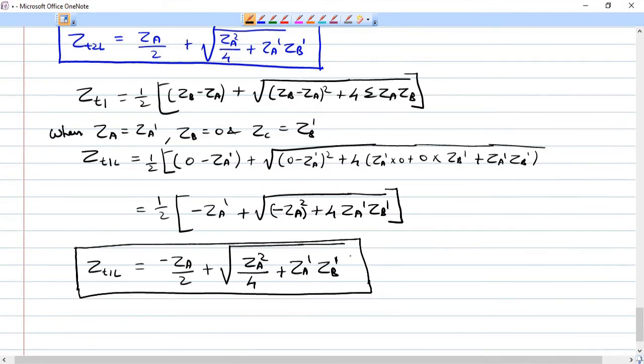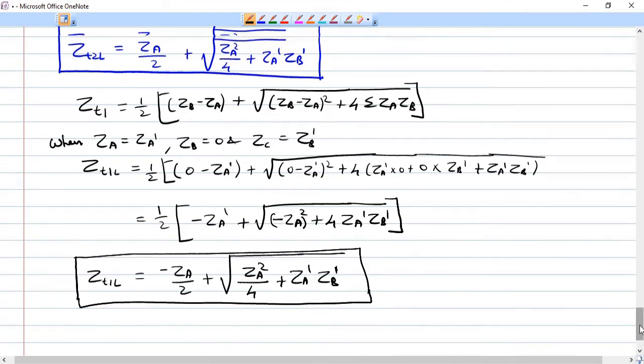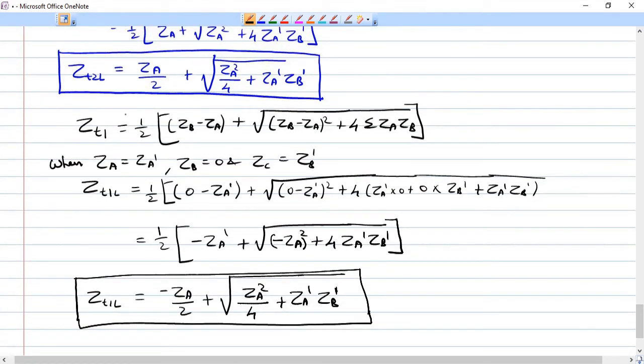So these are the iterative impedances for an L network. ZT2L is equal to ZA dash by 2 plus square root of ZA dash square by 4 plus ZA dash into ZB dash. Similarly, with respect to port 2, we can write ZT1L as minus ZA dash by 2 plus root of ZA dash square by 4 plus ZA dash into ZB dash.